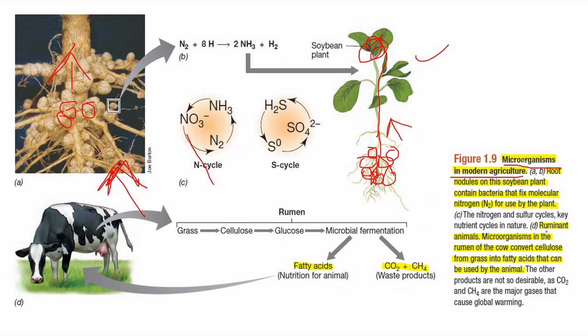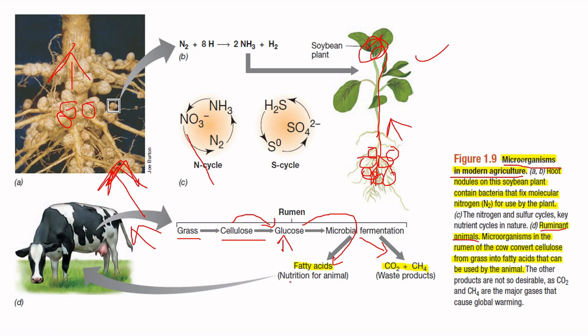Okay, and next, the ruminant animals, like cows. These animals eat grass, and this grass is composed of cellulose. So this cellulose, which is a complex carbohydrate, is broken down by the microorganisms to glucose, and this glucose is further fermented, and by fermentation they produce fatty acids and some waste products.